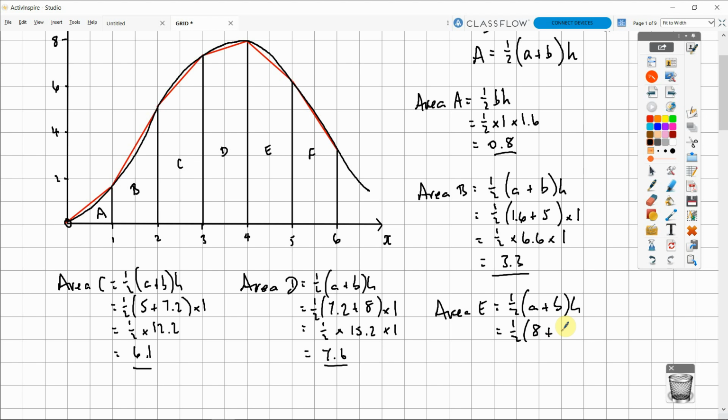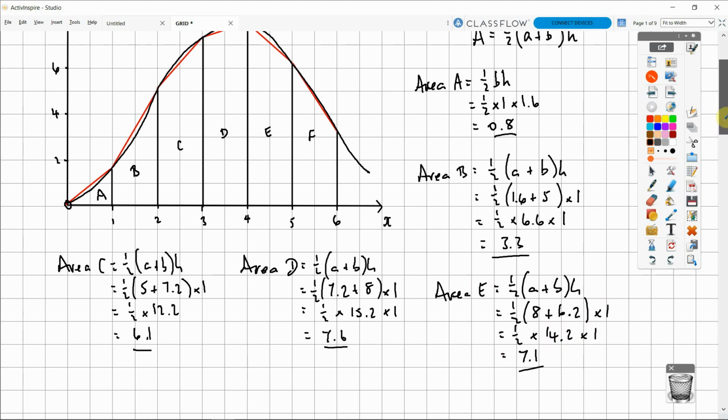8 for the left-hand side of trapezium E. The right-hand side of trapezium E is slightly more than 6. I think I'll say 6.2. 1/2 times 14.2 times 1. So that's 7.1.